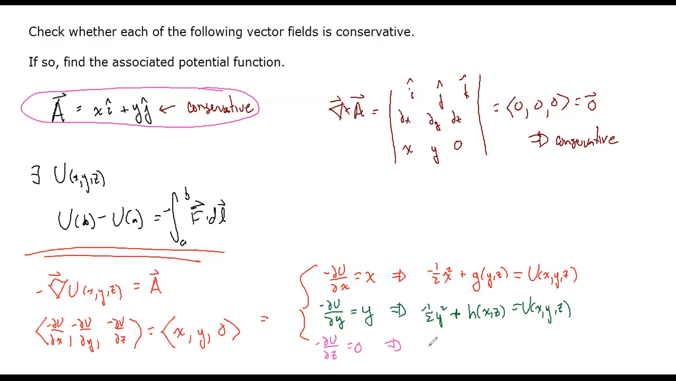And this means that this is some constant. We could throw the constant in with the other variable. We'll just call it c. C of x and y is u of x, y, and z. Okay.